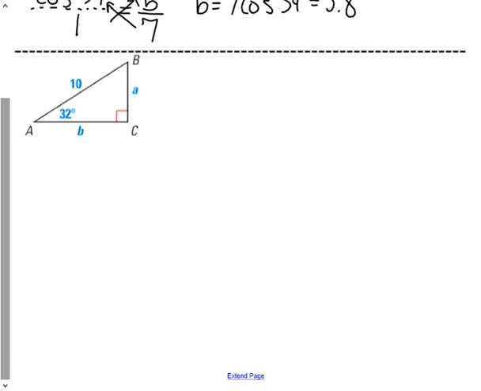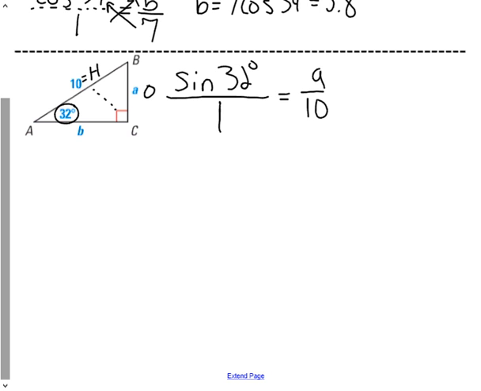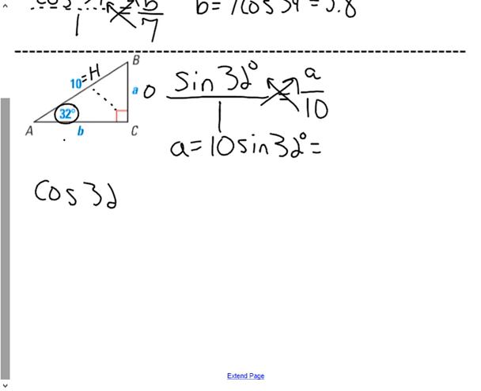Next part, same situation. We've got the hypotenuse, which is opposite this right angle. We've got an angle, and we're going to use the sine of that angle and the cosine of that angle to solve. So sine over 1 equals opposite over hypotenuse, or a over 10. Cross multiply, and we get a equals 10 sine of 32. And then again, the same idea would be cosine of 32, because b is adjacent.